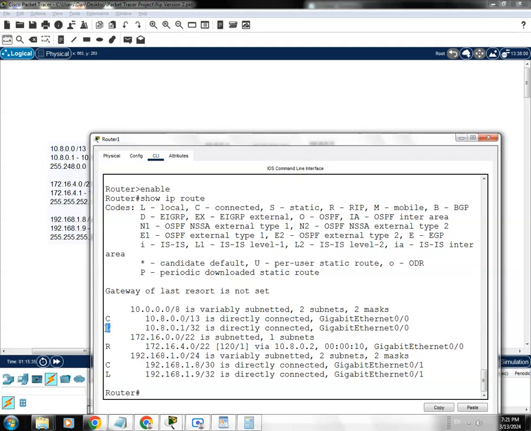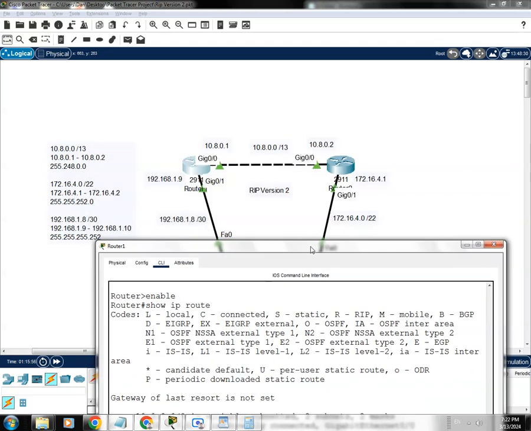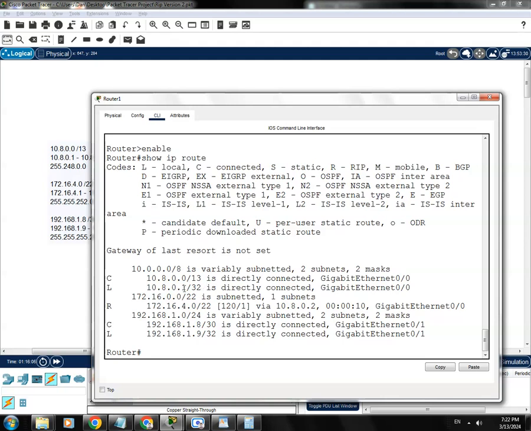And this one, L, stands for local. The meaning of 10.8.0.1/32 is that it's only one host available, and it says it is directly connected to gigabit 0/0. So we'll take a look at this. This is the gigabit 0/0, and the IP address registered on this port is 10.8.0.1, which is this one, and it's local.